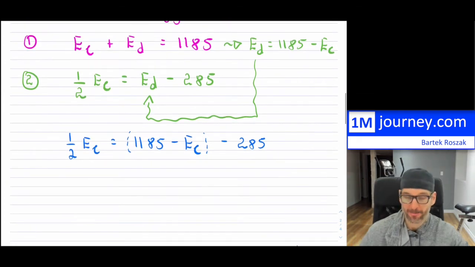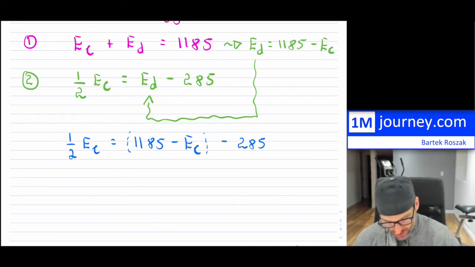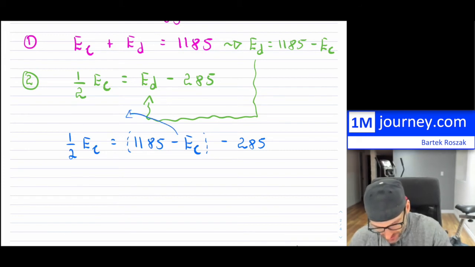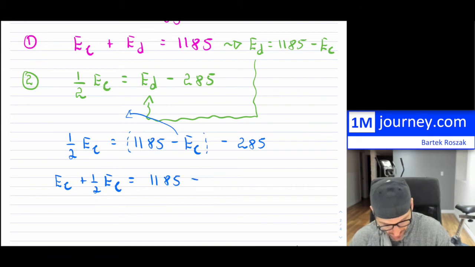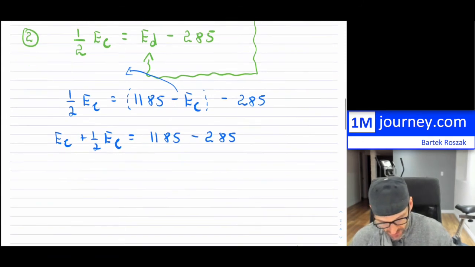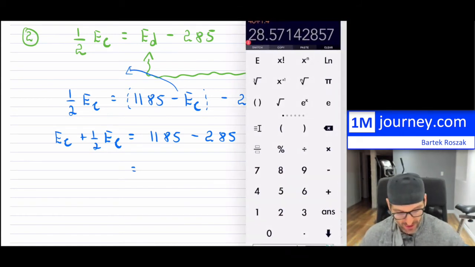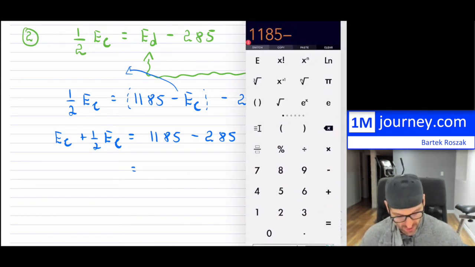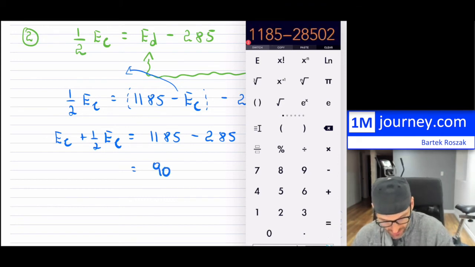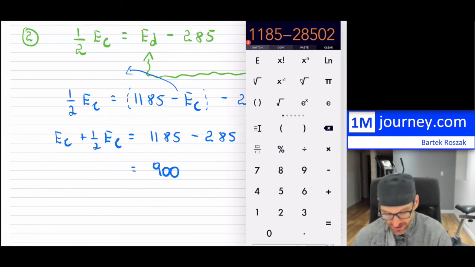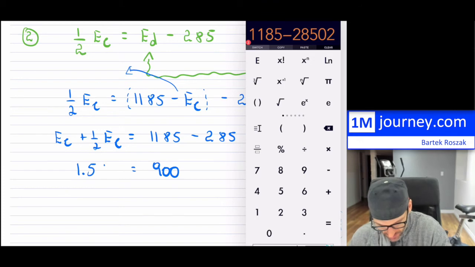And now we have one equation with EL, one unknown, so we can go ahead and solve. All right, so I'll bring this EL over to the other side, so that's going to be EL plus 1/2 EL equals, and then on this side I have 1185 minus 285. Okay, so that's what I have there. So now I can go ahead and do that. So 1185 minus 285, this is 900. And then EL plus 1/2 EL, so that's going to be 1.5. Now I can change that 1.5 to decimal, so I have that.